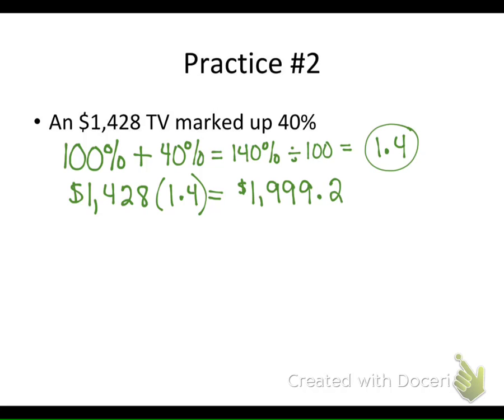Would this be the correct way to write my answer? No. What am I missing? A 0, because remember, I have to have 2 number places past the decimal. I have to have the cent in there, or to the 100th place. So, because they marked the TV up, it's going to be $1,999.20. So yeah, they marked it up about $500 by the time they added 40% on there.